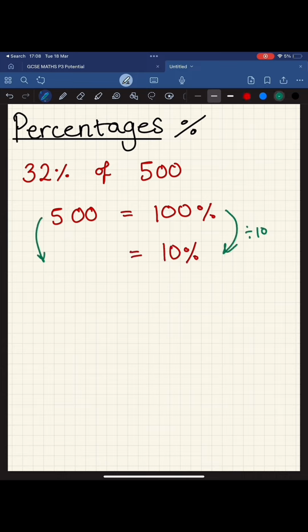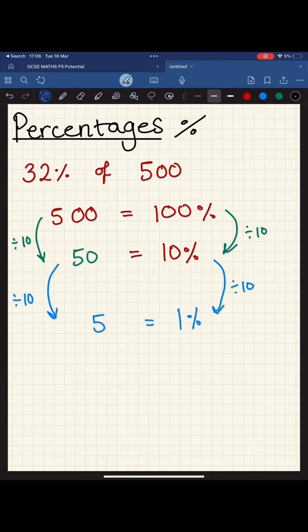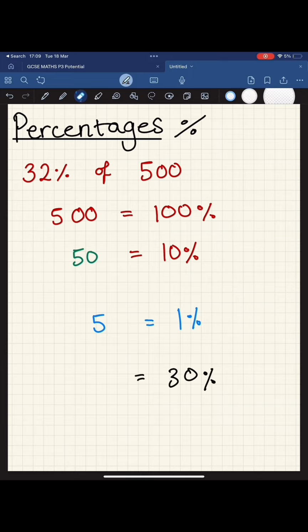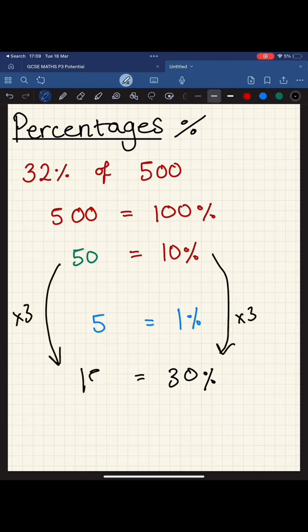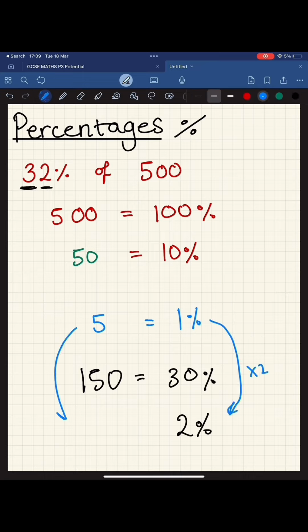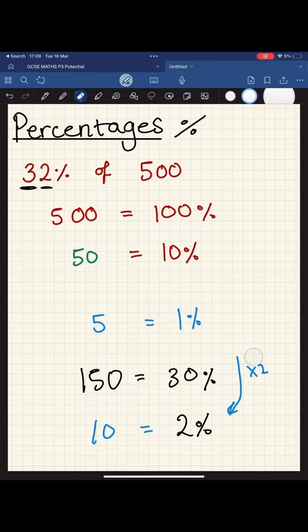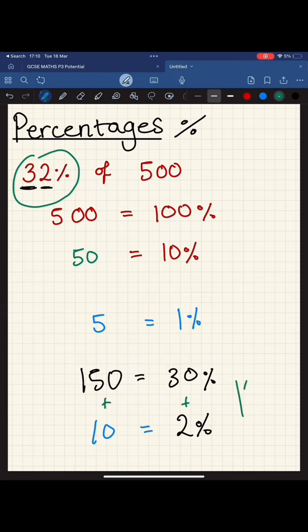Now I can find 10% by dividing by 10. I can even find 1% by dividing by 10 again. So 50 is 10% and 5 is 1%. Now, to get to 30%, I take my 10% and I multiply by 3. This gives me 150. Now, to find 2%, I take my 1% and I multiply by 2, giving me 10. So to find 32%, I add my 30% to my 2%, giving me 160.